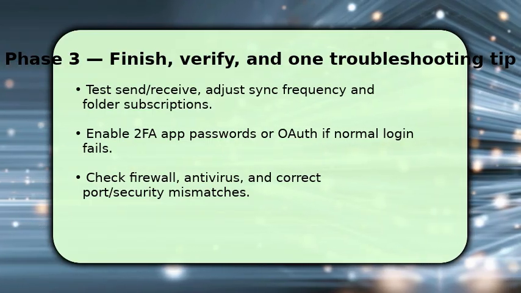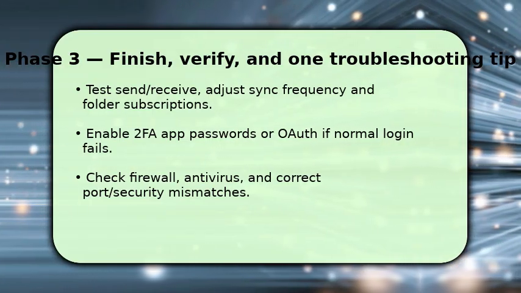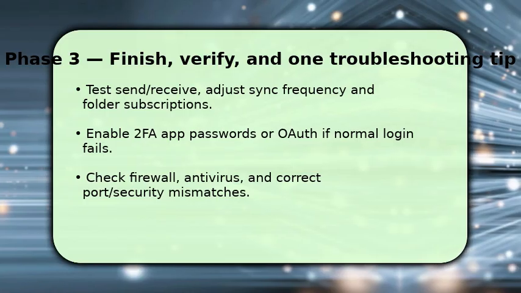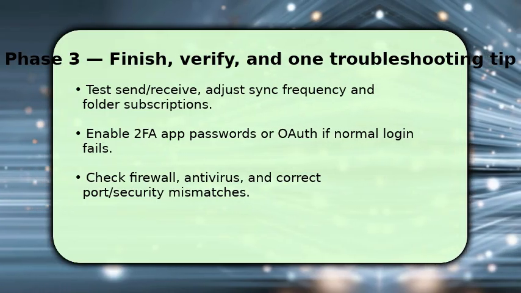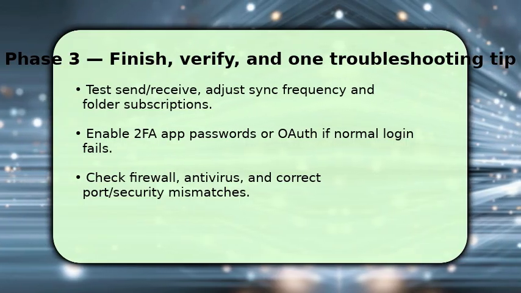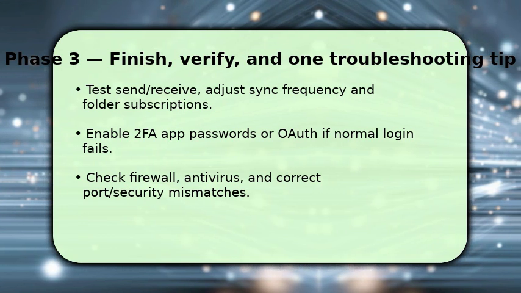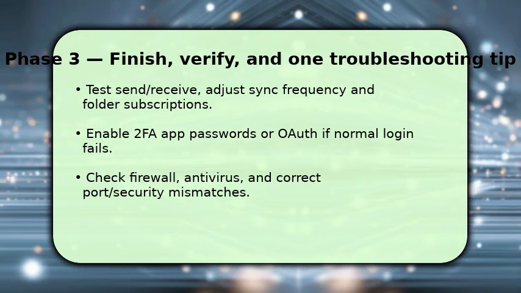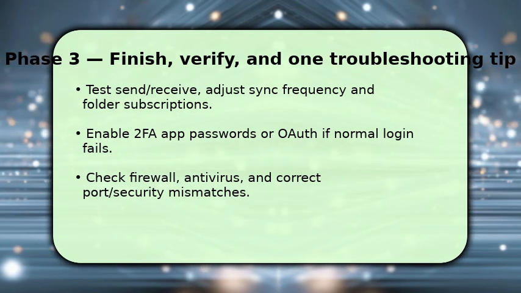If messages still fail, verify ports and SSL/TLS settings and temporarily disable firewall or antivirus to rule out blocking. Finally, make small changes one at a time and test after each. This helps you isolate issues quickly and get Outlook reliably handling your mail.